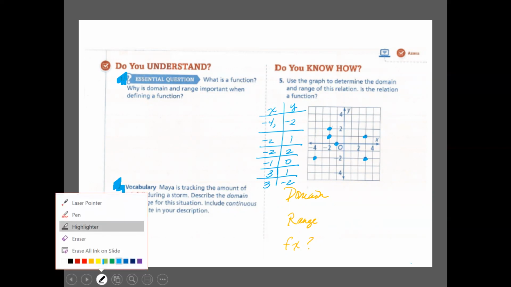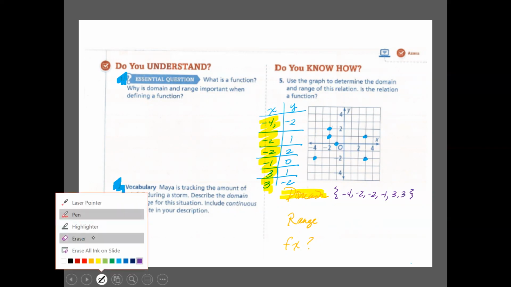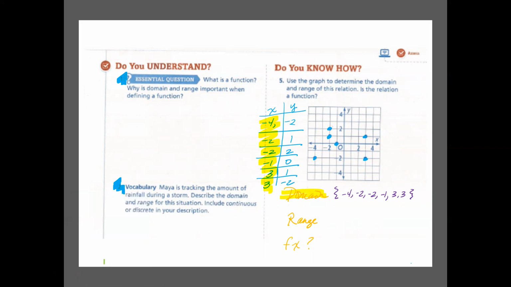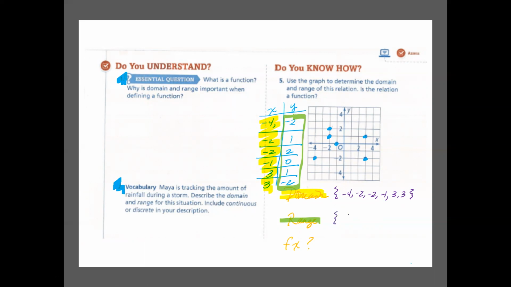So let's take a look at my domain, which are my x values. Let's list them. My x values will be -4, -2, -2, -1, 3, and 3. Now let's list my range. My range are these numbers right here. I don't want to highlight them because you won't be able to see them. Those are -2, 1, 2, 0, 1, -2.